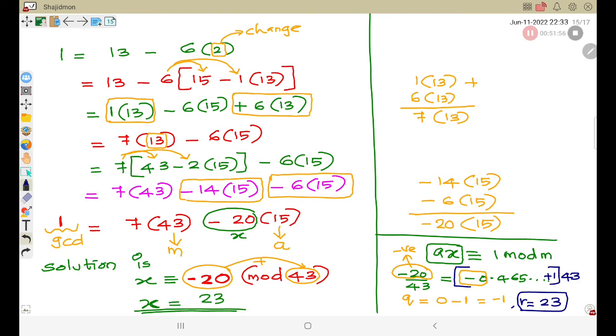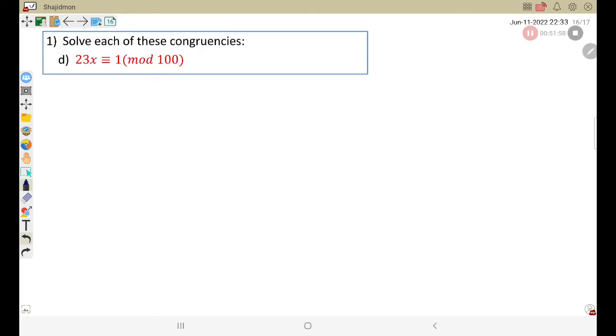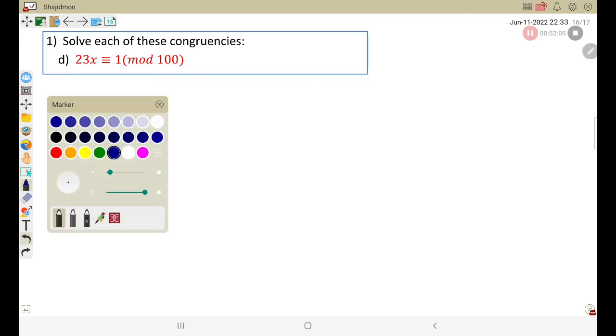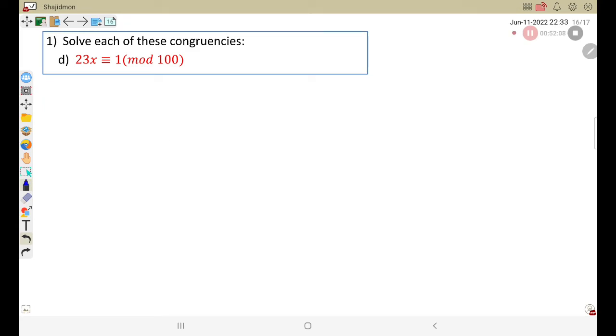Okay, one more question we will do, the last one. Question number 1D. Solve the congruences: 23x congruent to 1 mod 100. Ax congruent to 1 mod m, correct? So A number is 23, m number is 100.